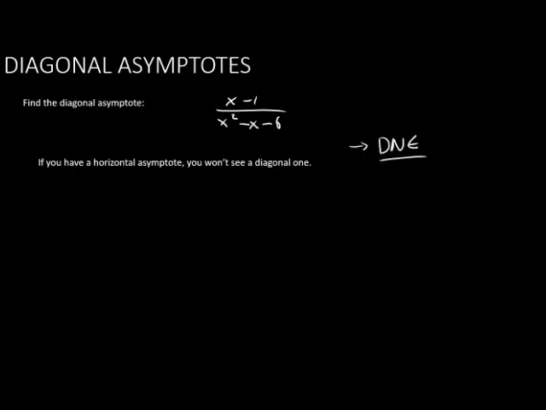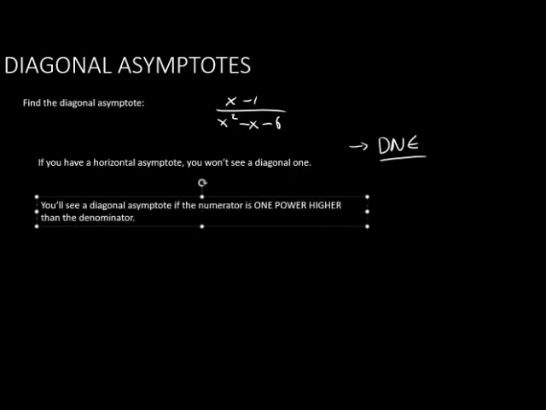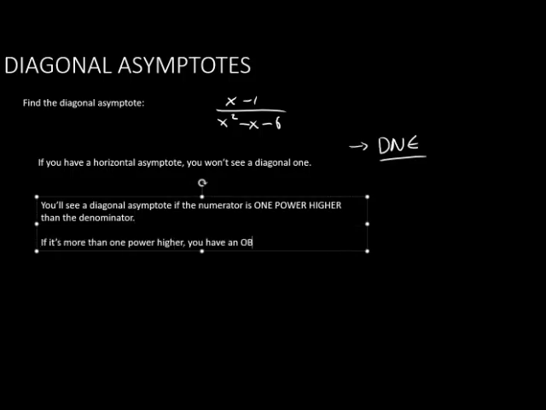Also note that you will only have a diagonal asymptote if the numerator is 1 power higher than the denominator. If the numerator is more than 1 power higher than the denominator, you'll get something different called an oblique asymptote. Oblique asymptotes will have shapes other than diagonal lines. You may even see asymptotes in the shape of a parabola. It would be a little bit unusual for this course, but not completely unheard of.